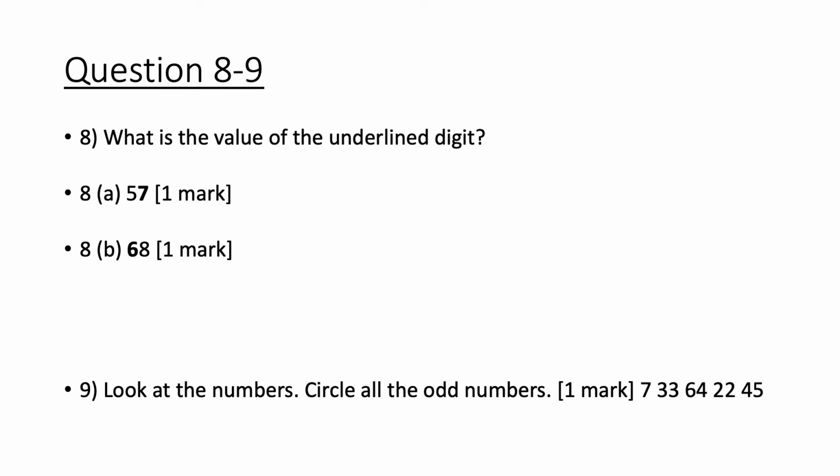Question number 8, guys. What is the value of the underlined digit? So that is 7 units, so 57. So it's 7 units. 68, so it's going to be 6, so the number is actually 60, so it's 6 tens, which is 60, guys. So it's 60 and then 8 units.